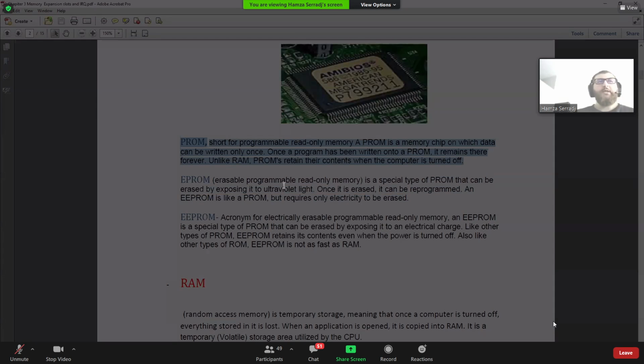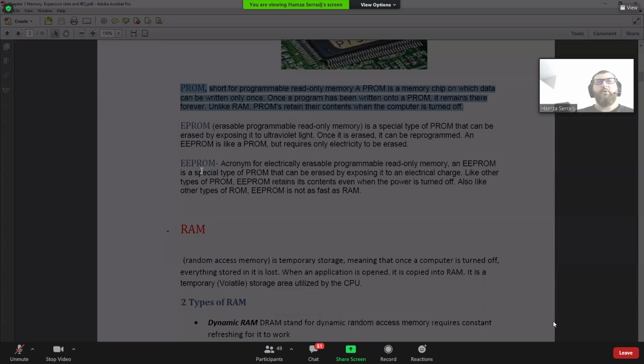And this one, we can just use a software to be able to update that microcode that was stored on that chip. Okay, now the RAM.